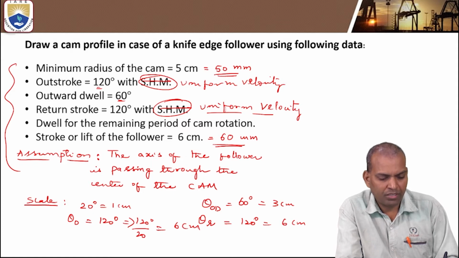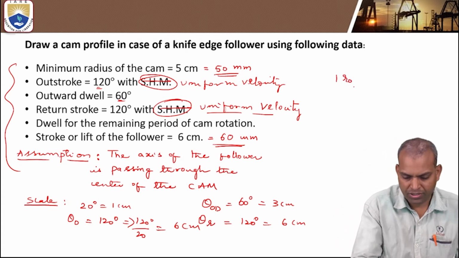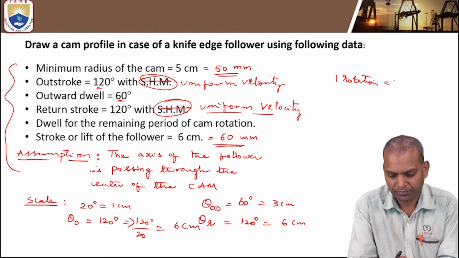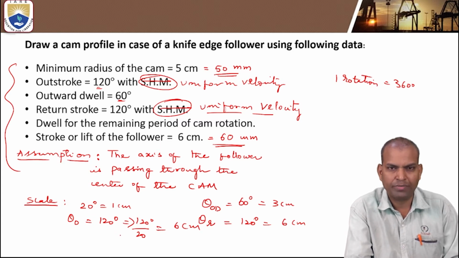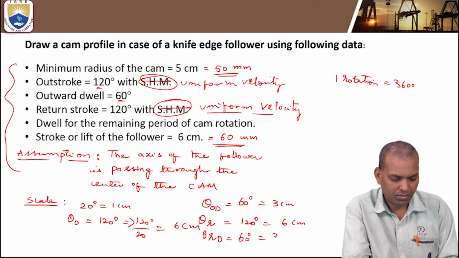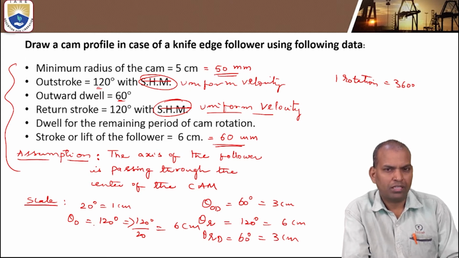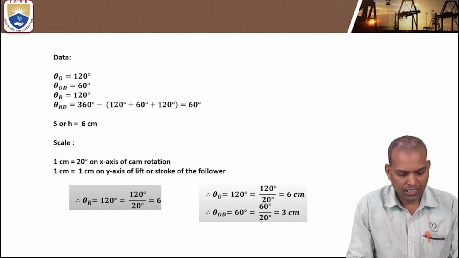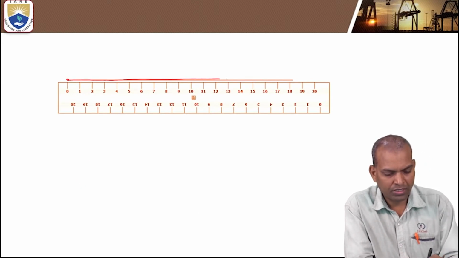Next, dwell for the remaining period of the cam rotation. What is the remaining period? One rotation of the cam is 360 degrees. So the remaining is 360 minus 120 minus 60 minus 120, which leaves 60 degrees, the return stroke dwell, that is 3 centimeters. The sum of the outward stroke, dwell, return stroke and return stroke dwell gives the length of the x-axis, which is 18 centimeters. So we have to draw a horizontal line of 18 centimeters.